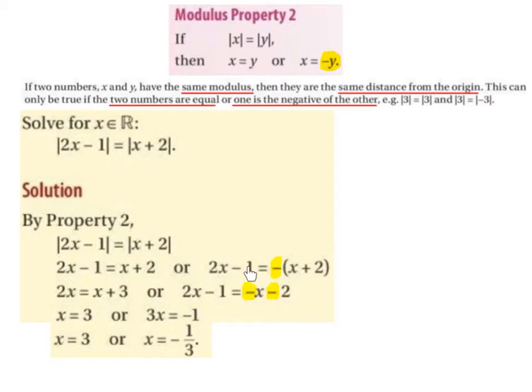Or 2x minus 1 is equal to minus times x plus 2. Becomes 2x minus 1 is equal to minus x minus 2. So we have minus by x is minus x, and minus by 2 is minus 2.